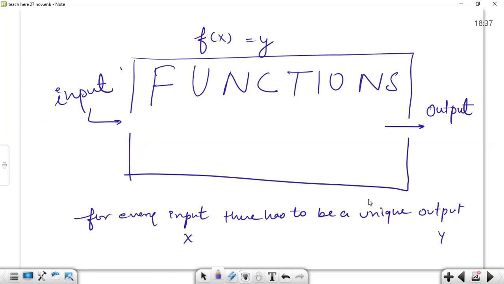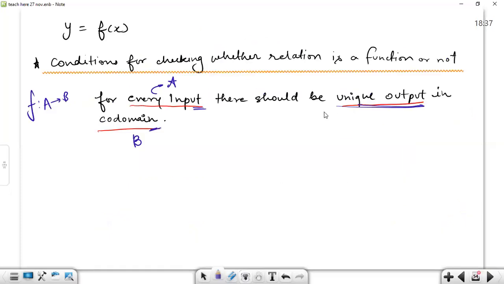And also there has to be an output every time. The function will not eat the variable or the input. It has to give some output. Okay, so this is a simple condition. From this simple statement, we can derive three conditions: for all elements of set A, there has to be some output.